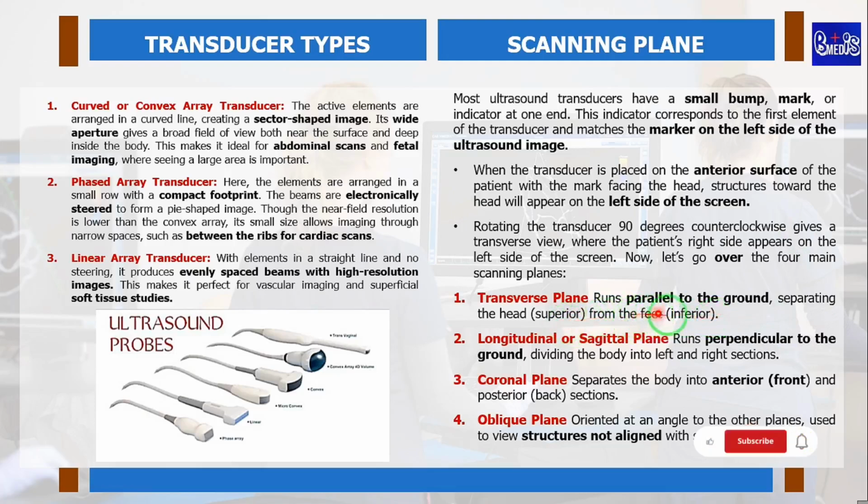The transverse plane runs parallel to the ground, separating the head superior from the feet inferior. The longitudinal and sagittal plane runs perpendicular to the ground, dividing the body into left and right sections. Coronal plane separates the body into anterior front and posterior back sections. Then oblique, oriented at an angle to other planes, used to view structures not aligned with standard planes. So oblique planes are just an additional makeup to help us complete our imaging procedure.